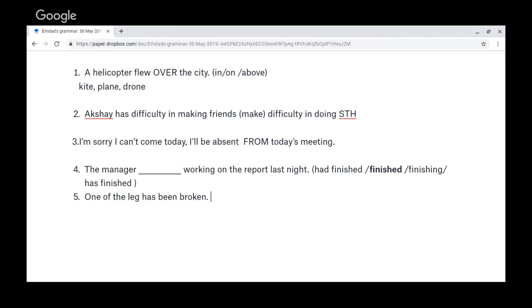Now, this is not about the human leg. So don't think that this is a human leg. This is like the leg of a table or a chair or something like this. Tell me, what do you think about this particular sentence? Batao mujhe. One of the leg has been broken. Tell me, is this sentence right or wrong?